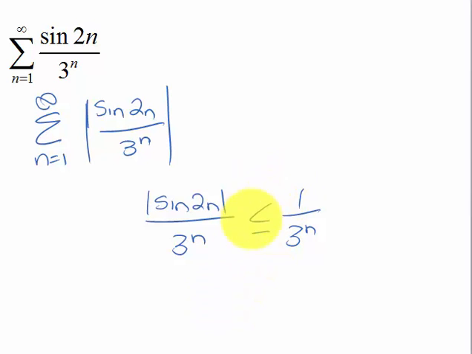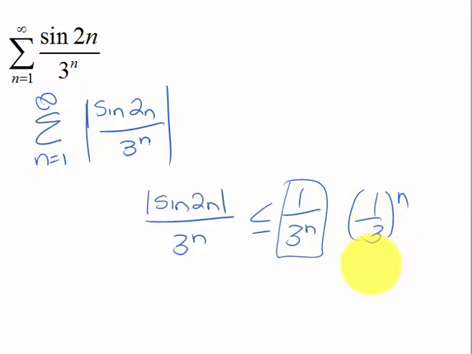But anyway, by the comparison test, because this is a geometric series with the common ratio being 1/3, it converges, and all of the terms of that are always greater than or equal to the terms of this series, and so I know that I have absolute convergence, which implies convergence. So I have convergence of the original series.